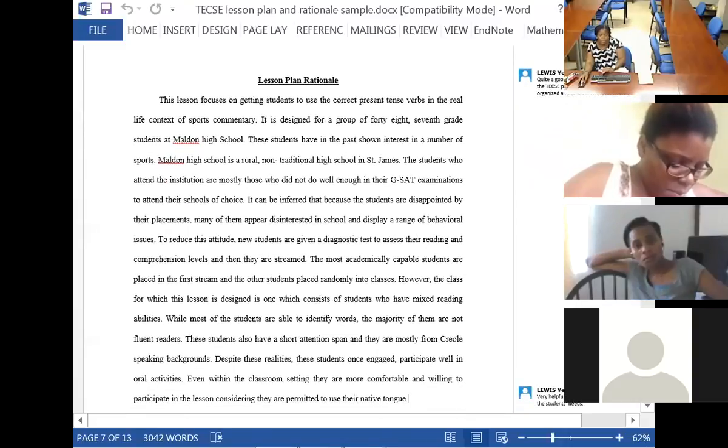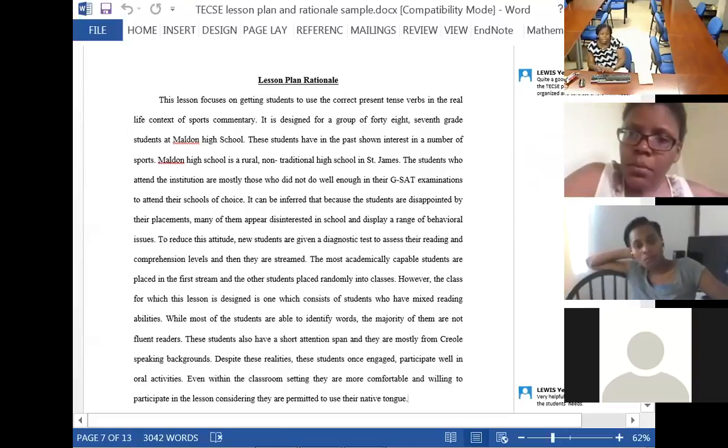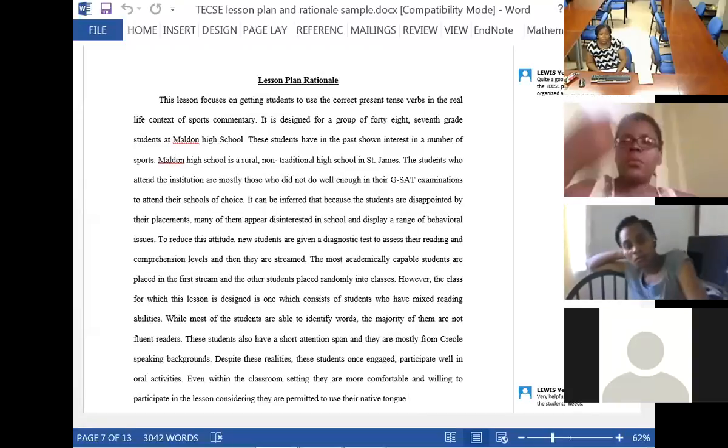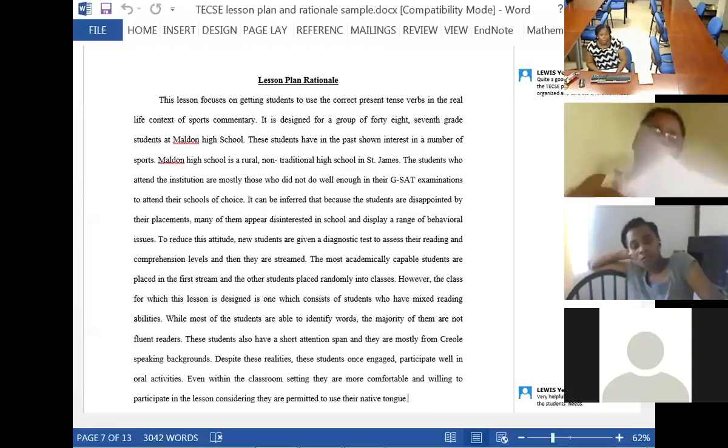However, the class for which this lesson is designed is one which consists of students who have mixed reading abilities. While most of the students are able to identify words, the majority of them are not fluent readers. These students also have a short attention span, and they're mostly from Creole-speaking backgrounds.